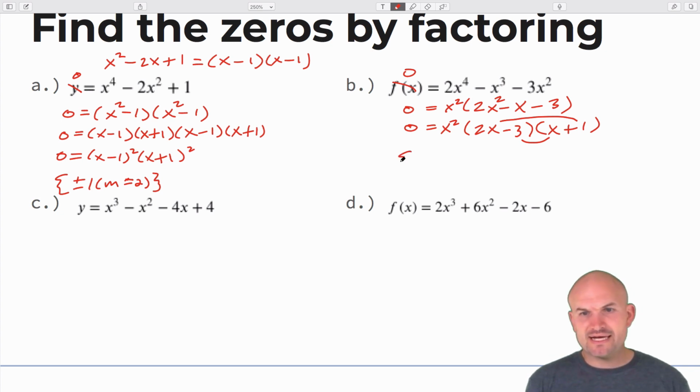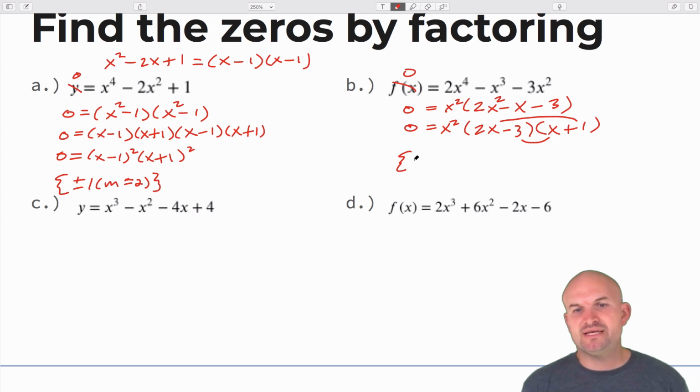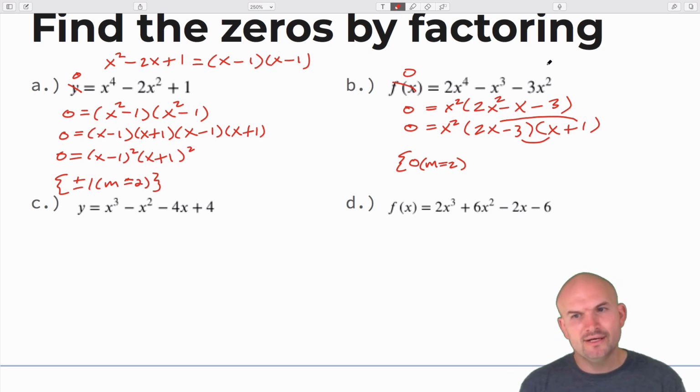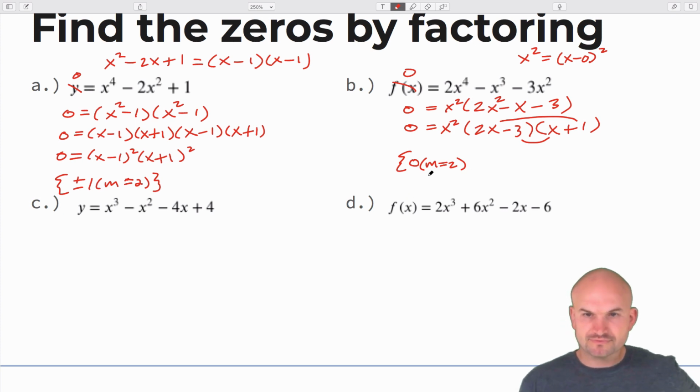So now, hopefully you recognize that from there, that's in our linear factorized form. So therefore, we can pull out these zeros: 0 with a multiplicity of 2. Make sure you include the multiplicity. Could you write this as x times x? You could. But again, remember, I just think of x squared as x minus 0 squared, right? We just don't write the x minus 0. So that's fine as far as a product of linear factors, because the 2 represents the multiplicity, not the power. So x equals 0 with the multiplicity of 2.